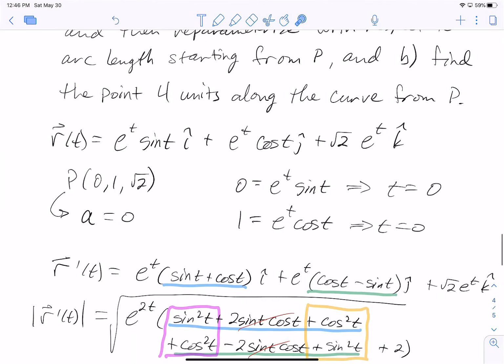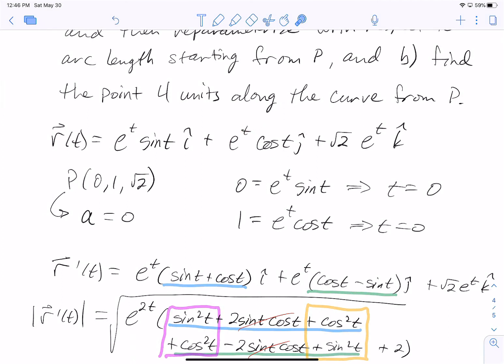Differentiating to get r prime, we're going to use the product rule a couple of times. We notice that there's an e to the t sine of t for the i component, and when I use the product rule, I'm going to end up with factors of e to the t in both terms. So I'm going to factor that out, e to the t, and I'm left with the quantity sine of t plus cosine of t for the i component.